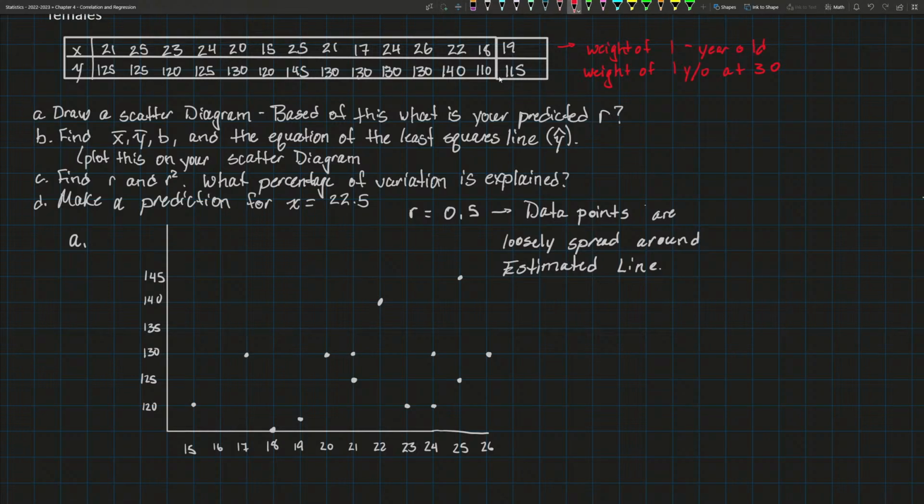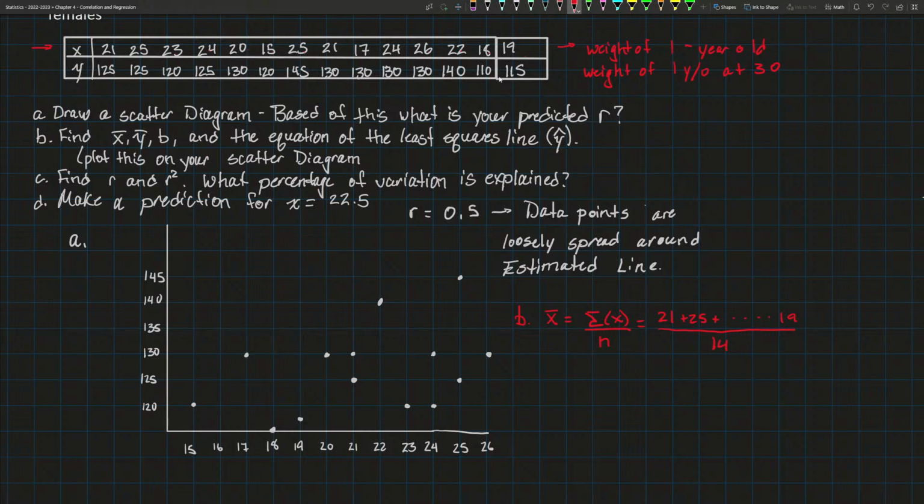Okay, so part B, we need to start finding x bar. X bar is the average of the x's, so we're going to have to find the sum of x over n. So I need to get a calculator. So all this is the sum of all of this stuff up here. So this would be 21 plus 25 and everything in between all the way up until 19. And then there are 14 of those. So all this would be over 14.